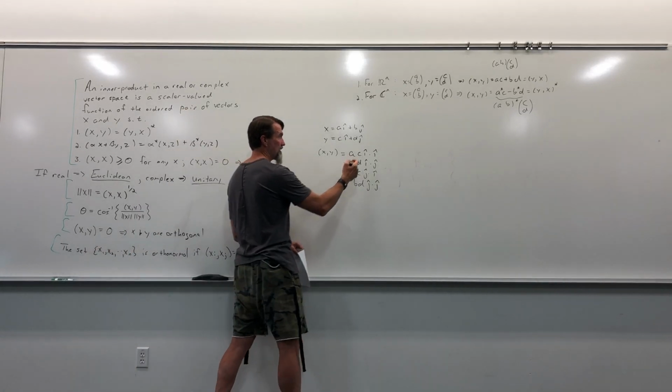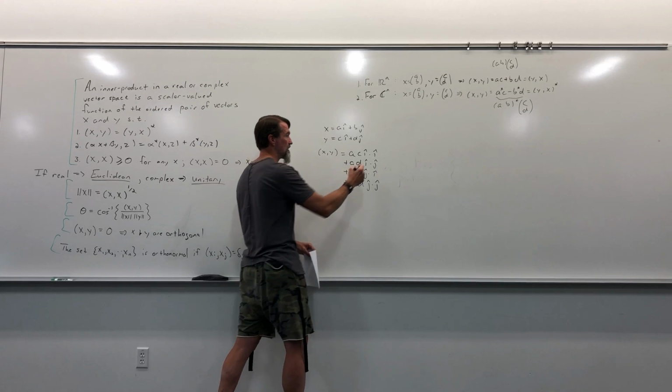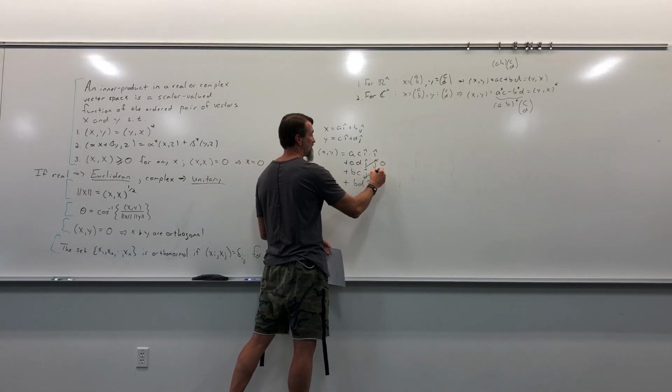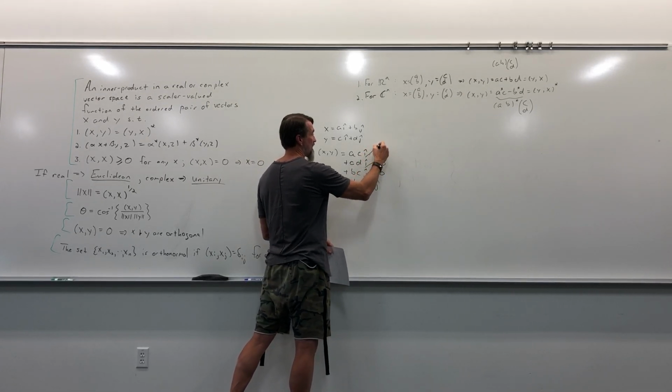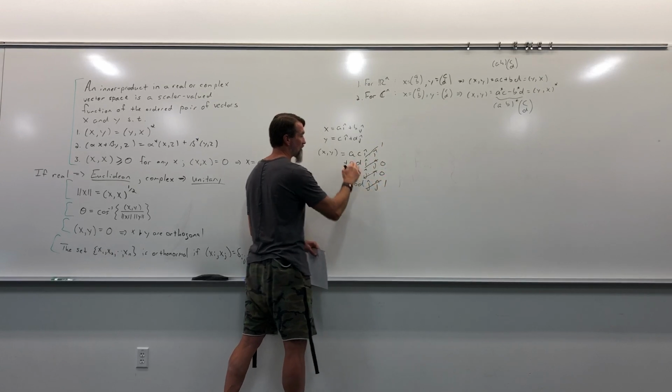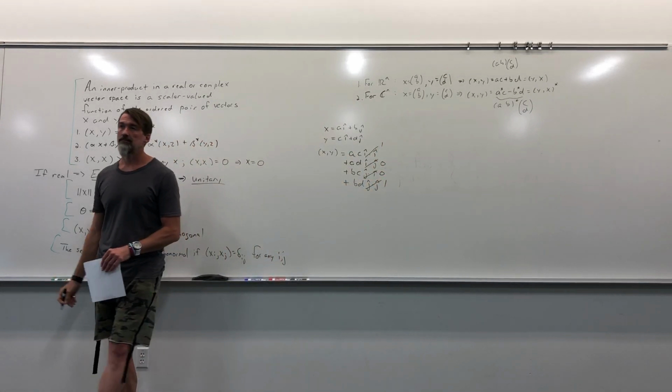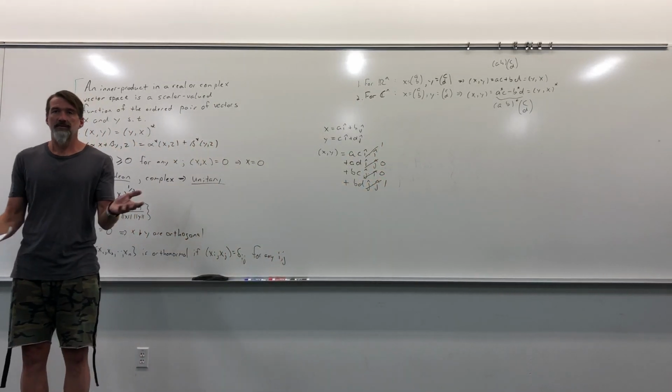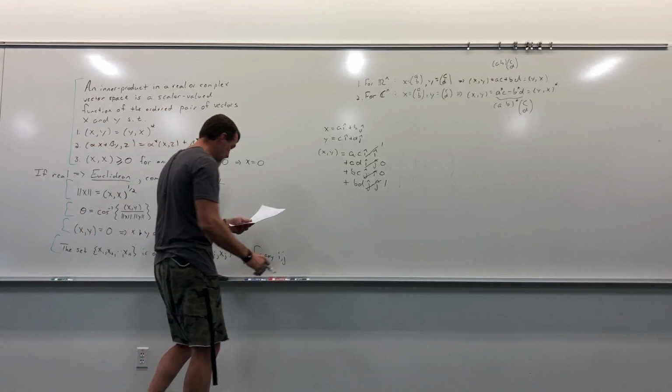But clearly, because these are orthonormal, this is 0, this is 0, and because it's normalized, this is 1, and this is 1, so we get AC plus BD. Does that make sense? I mean, that's obvious, okay?